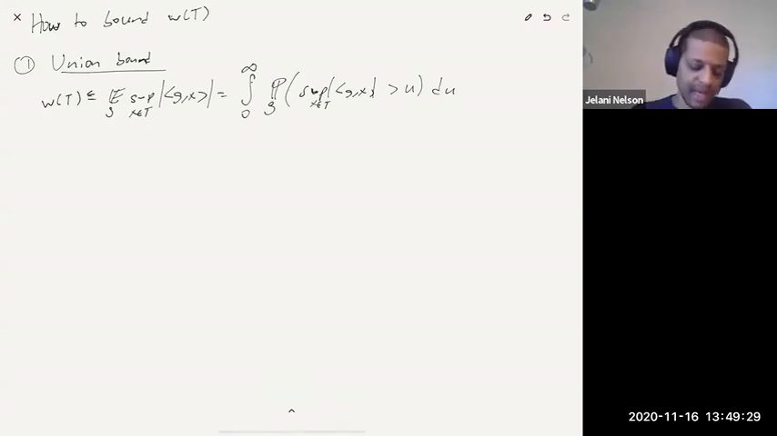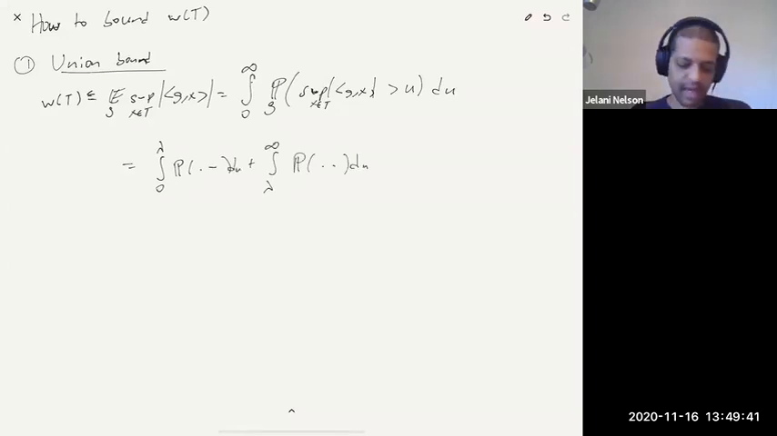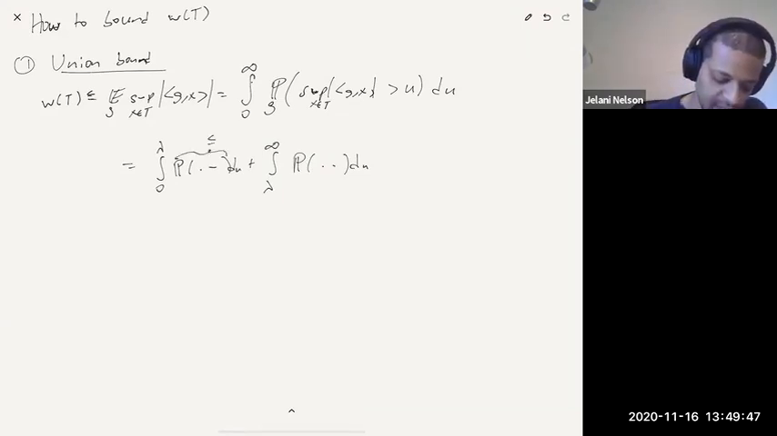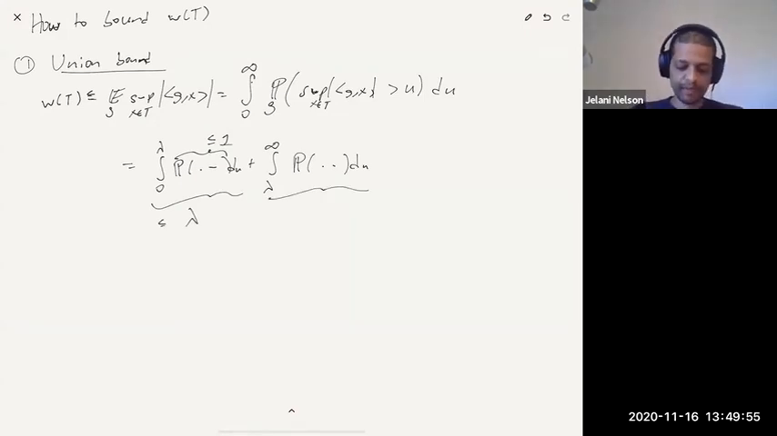Okay. And then I'll just break up the integral into two parts. This is the integral from 0 to lambda of that probability, plus the integral from lambda to infinity of that probability, du. And I'll choose lambda to optimize this calculation, but probabilities are always at most 1. So this is at most lambda. And for this part, I'll just use the union bound.